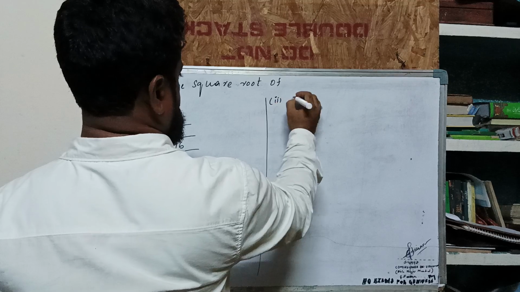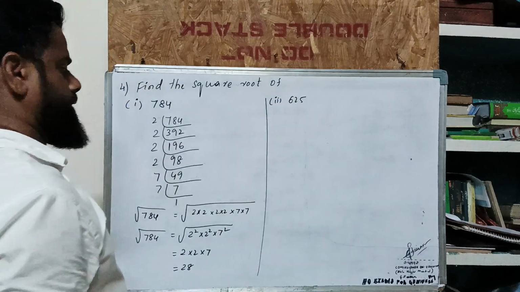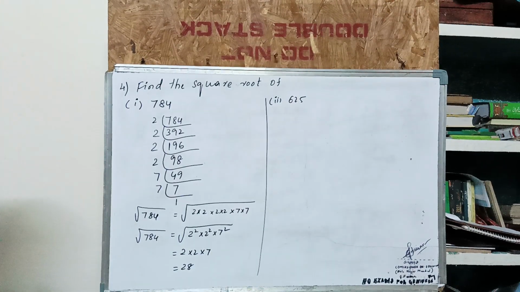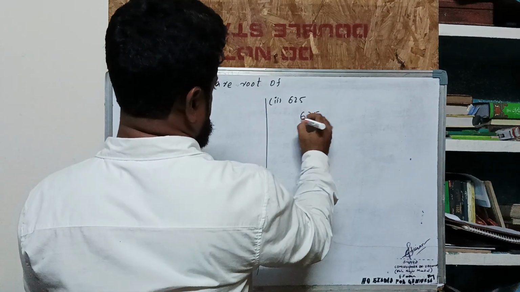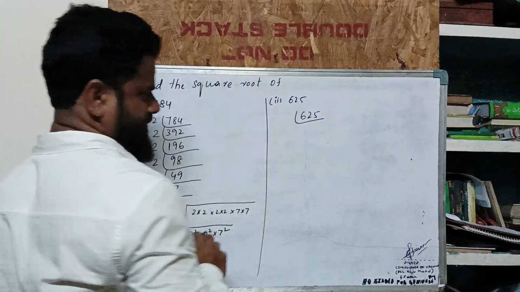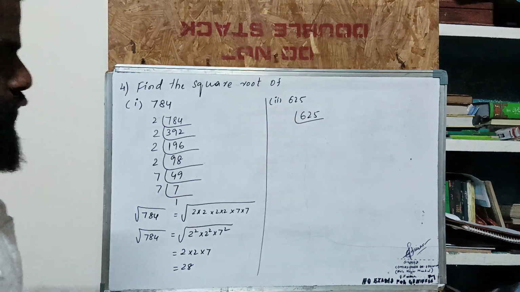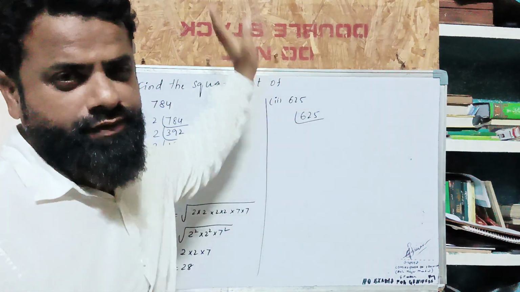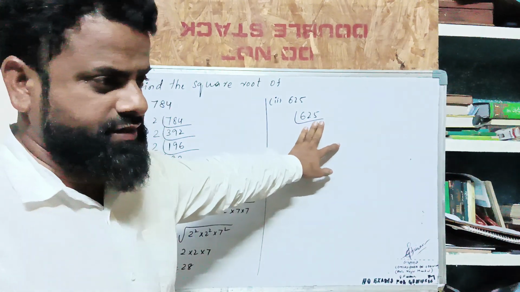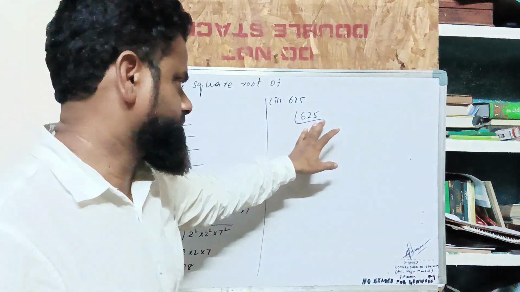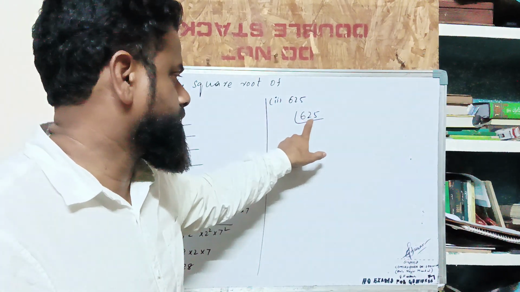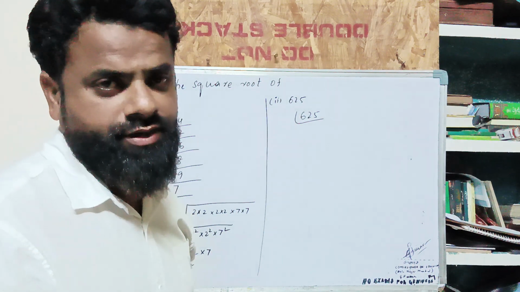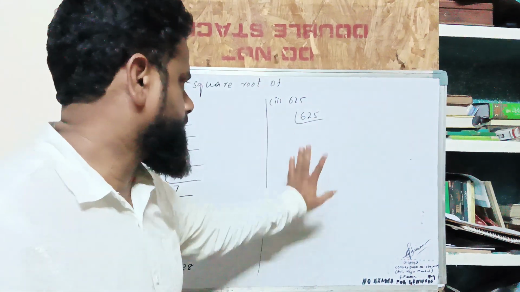625. Again we have to find the square root of 625. Let us prime factorize this. If you see, this number is not divisible by 2, as well as not divisible by 3, because 5 is there at one's place, so this number is not divisible by 2. If I am checking for 3, 6 plus 2 is 8, 8 plus 5 is 13. So 13 doesn't come in the table of 3, so it's not divisible by 3 also.